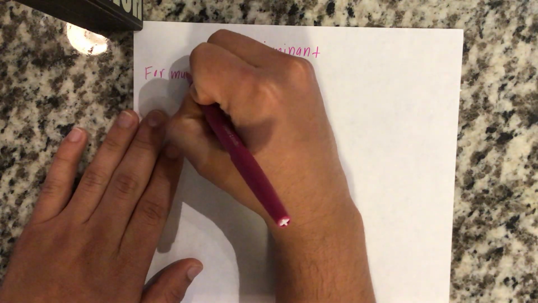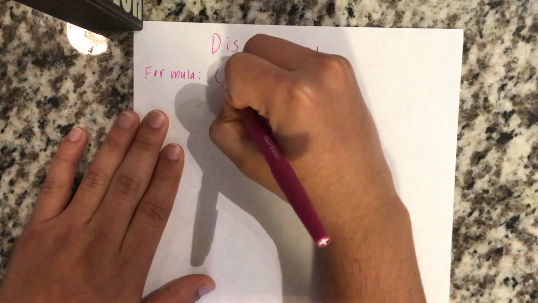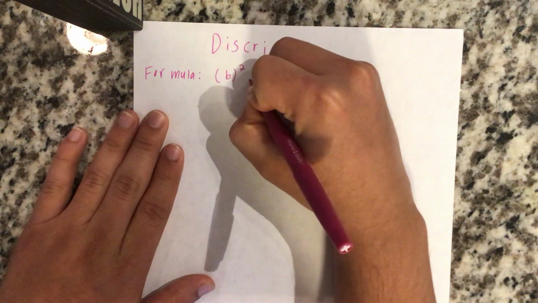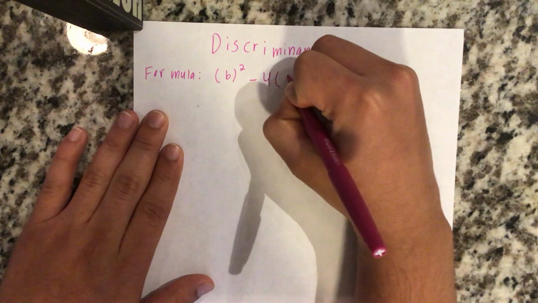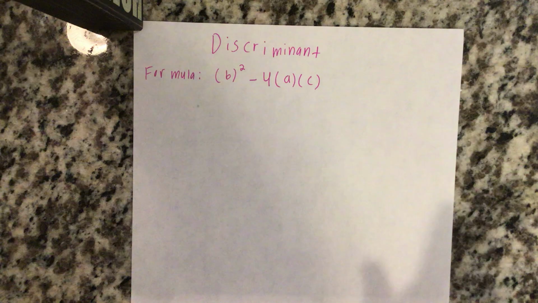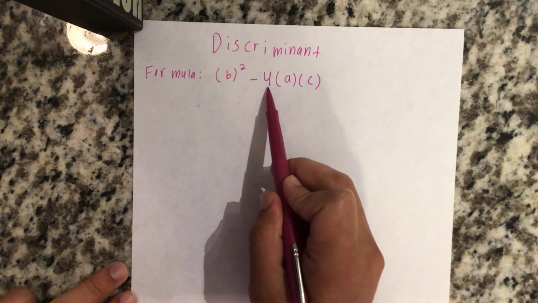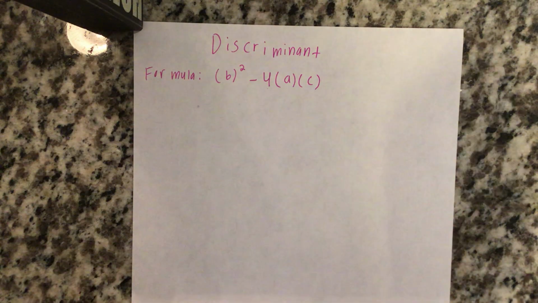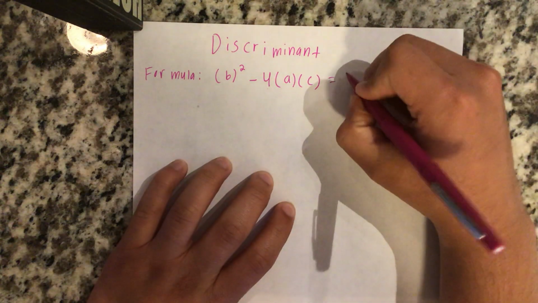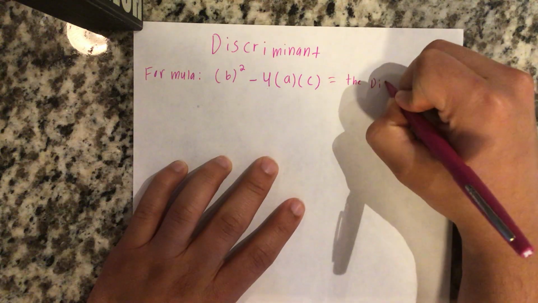So this is our formula. The formula is b squared minus 4(a)(c). All that means is we take our b value and we square it, and then we subtract that from 4 times a times c. And then once we do all of that, our final answer is the discriminant.